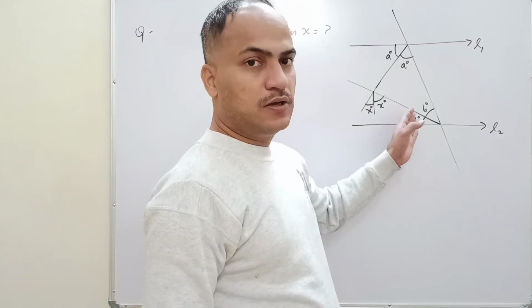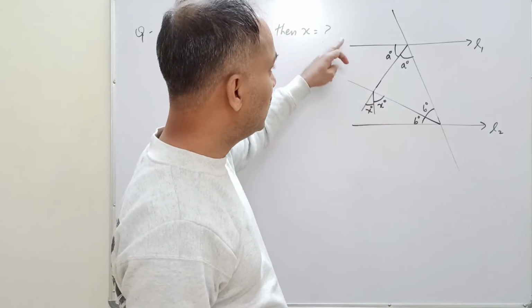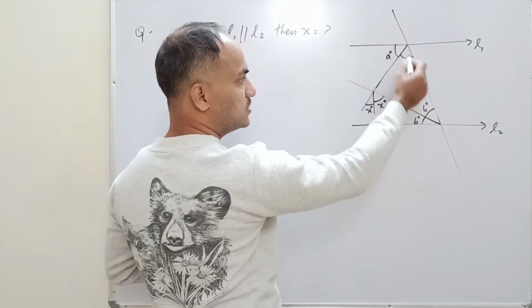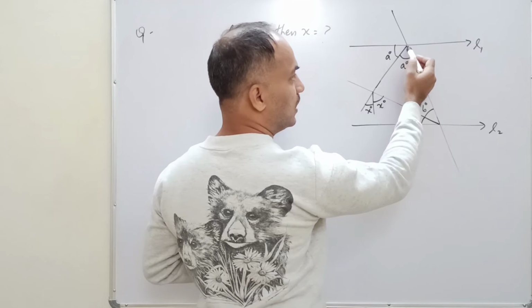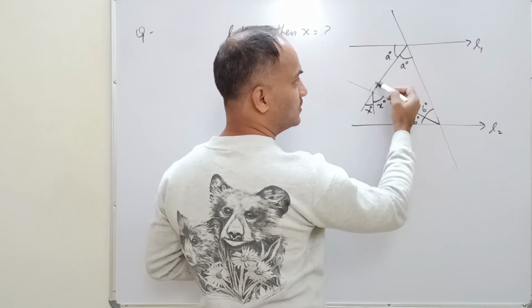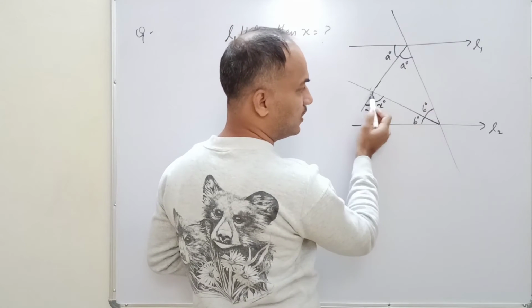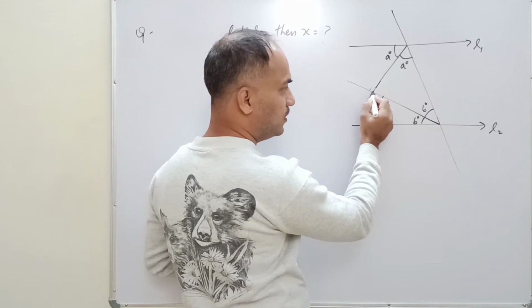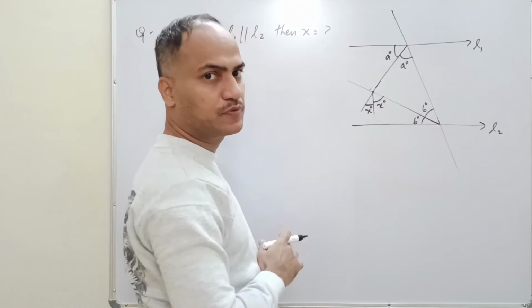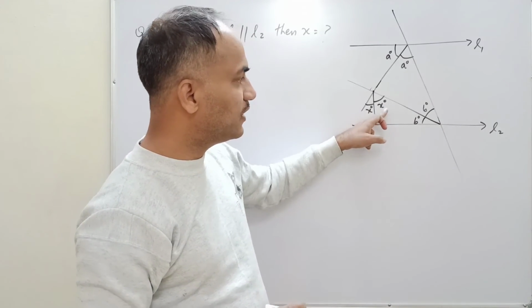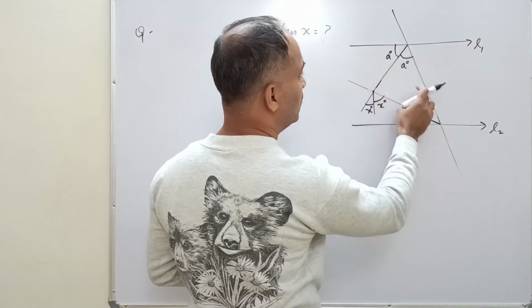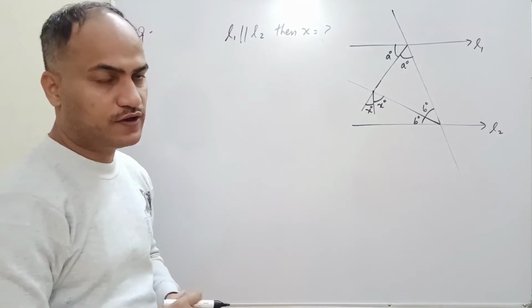Okay. In this question we are given that these two, L1 and L2, are parallel lines. This is the transversal, and again these are angle bisectors, and this is also an angle bisector. When they meet at this point, this is also one angle bisector. And here we have to find the value of x. So how can we do this? How can we find the value of x?